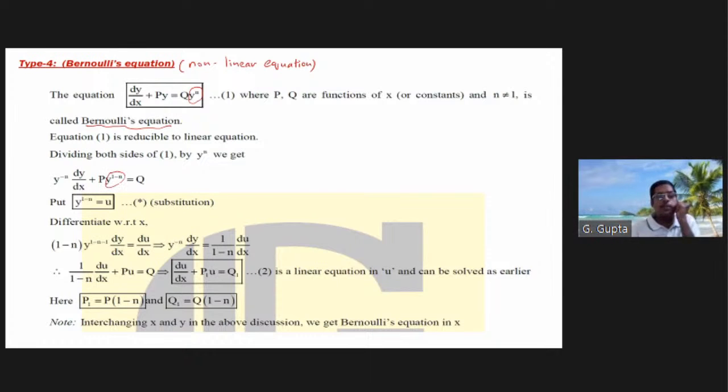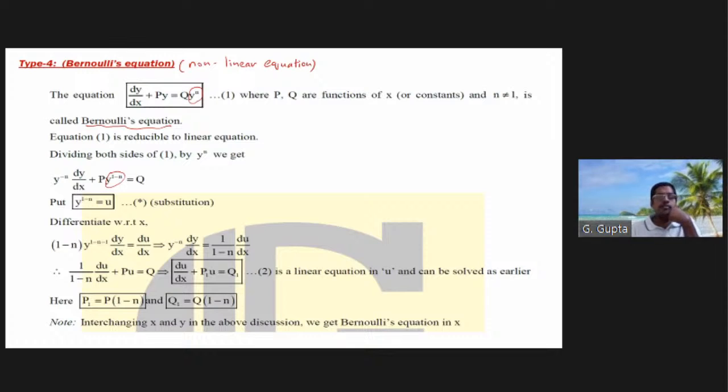To make power 1 variable, we should take the substitution method, that is called change of variable. So put y to the power 1 minus n equal to u, as you wish. Some people take t, some people take z. When you take the substitution, in previous methods I told you to differentiate with respect to x. The independent variable is x, so differentiate with respect to x.